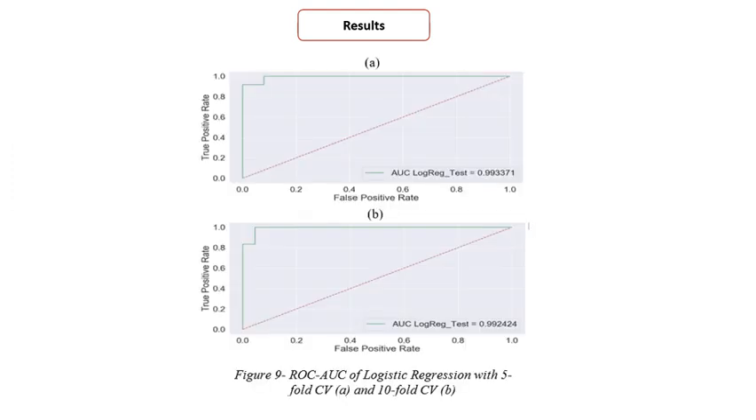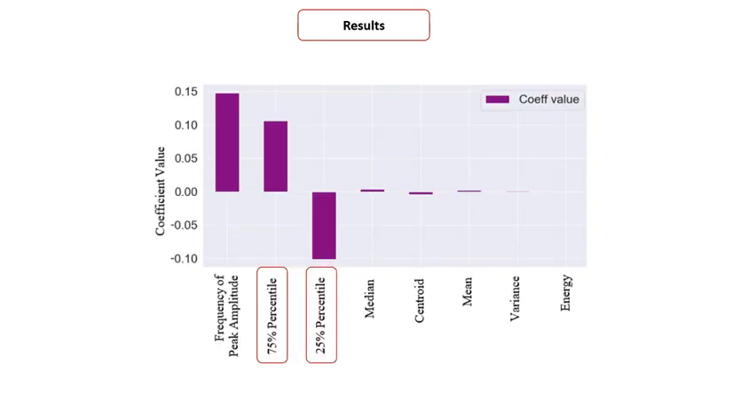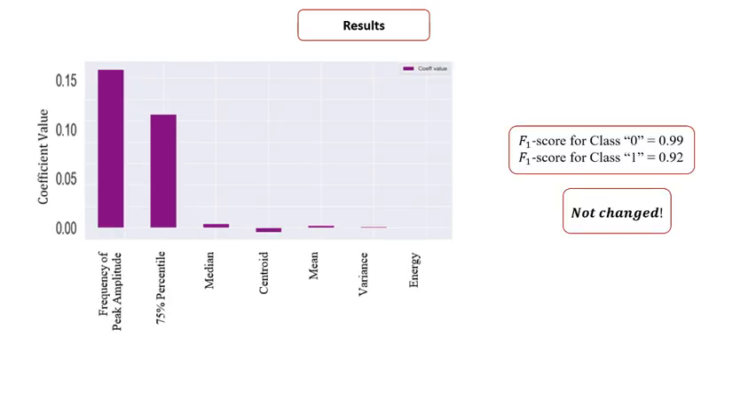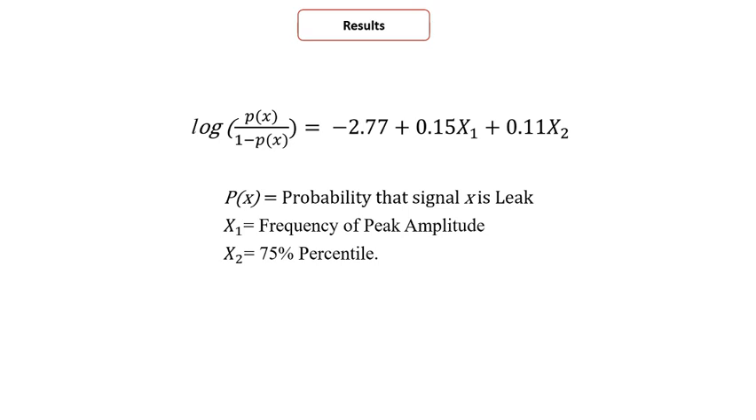And this is the area under the ROC curve for 5-fold and 10-fold cross-validations, where the area for both are large. And the significant features as an output of classifier are frequency of peak amplitude, 25 and 75% percentiles. We recall from heat map that the percentiles were highly correlated, so we dropped one of them. We dropped 25% percentile, so we reached this figure that frequency of peak amplitude and 75% percentile are the most significant features, and their coefficients, where F1 score didn't change. So finally, the classifier would be like this.